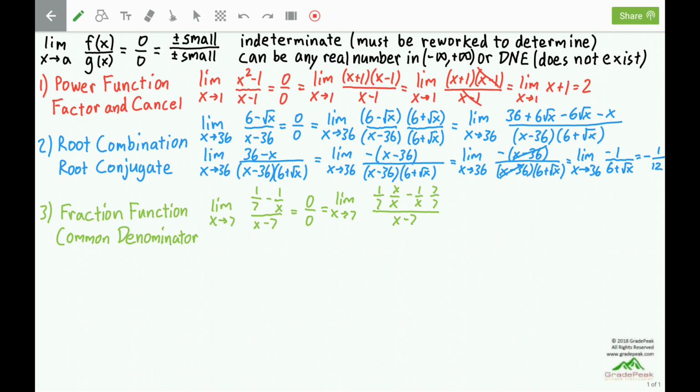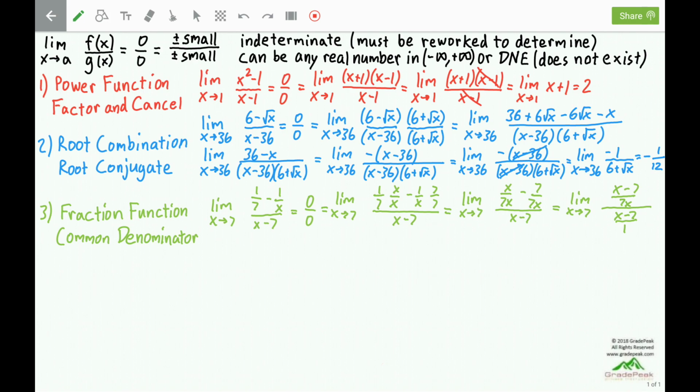I'm going to multiply the 1 over 7 times x over x. That's going to be x over 7x. You just multiply the numerators and denominators with each other. And likewise, I'm going to multiply the 1 over x with the 7 over 7. That'll give me a 7 over 7x. They now have a common denominator, so they can be combined together over that common denominator. In this case, it's a subtraction, so it'll be x minus 7 over the common denominator of 7x.